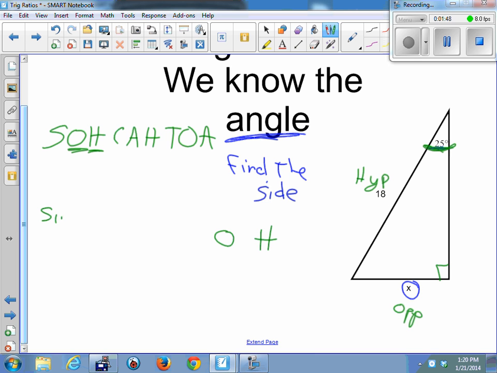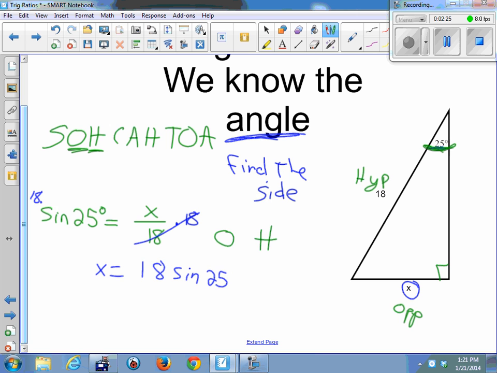So we're going to say the sine of 25 degrees equals, again, it's the sine of the angle. So that equals, and then our opposite, so my opposite in this case is x, over my hypotenuse, which is 18. All right, and then we can solve from there. We're solving for x. So we are going to multiply both sides by 18. That cancels, becomes 1x. So x equals 18 times the sine of 25 degrees.